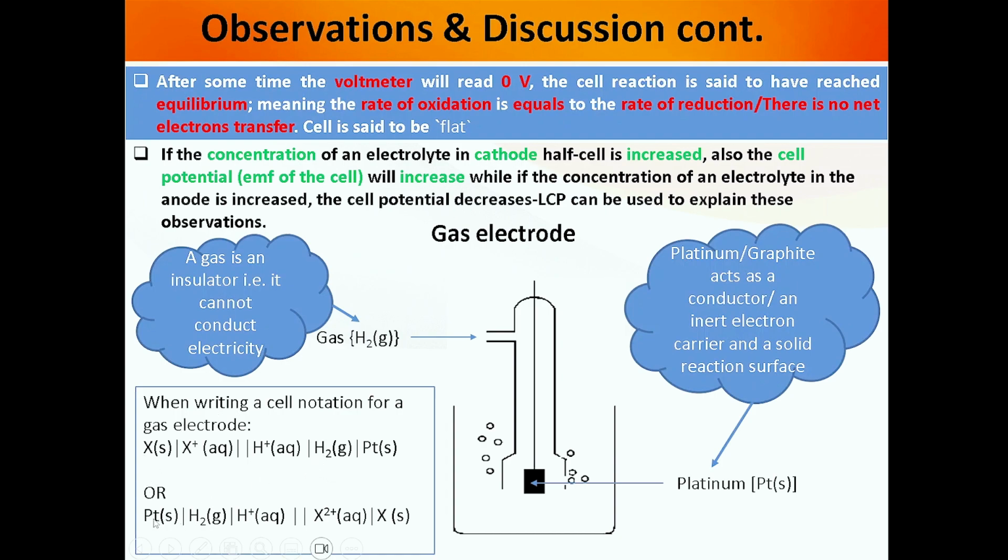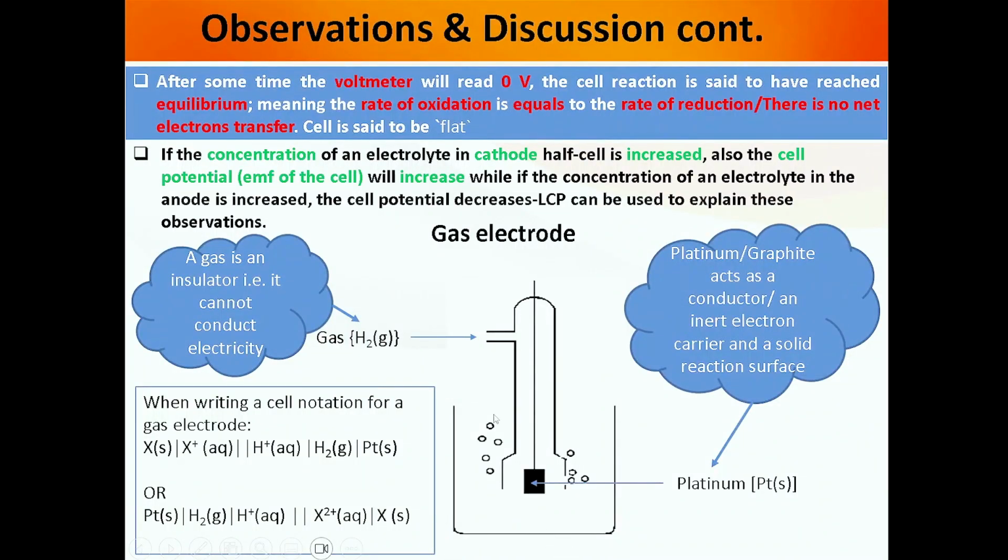So just to wrap it up, grade 12, when writing the cell notation, please pay attention to going from the anode to the cathode side. In this case, if we use platinum, we write platinum with hydrogen gas, and then to show what happened on the outside, we have the X element there. So please pay attention to that. Very, very important, grade 12.